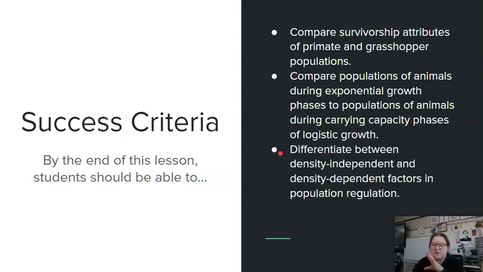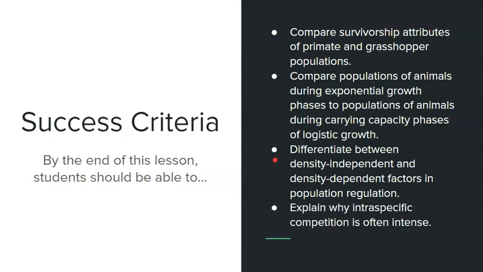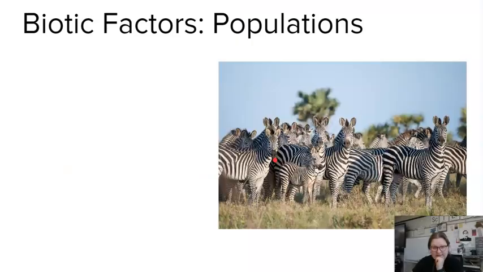And then differentiate between density independent and density dependent factors in population regulation. And last but not least, explain why intraspecific competition is so intense.